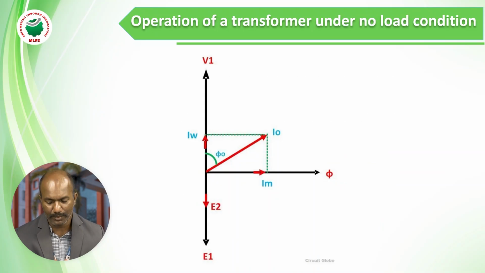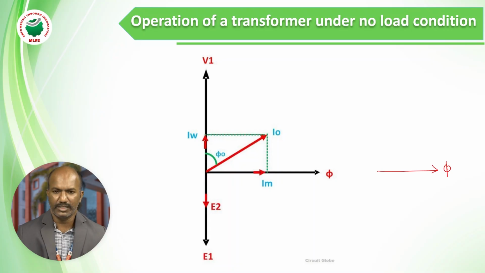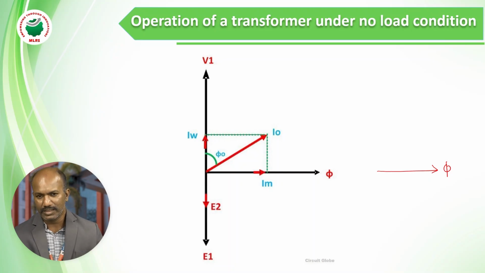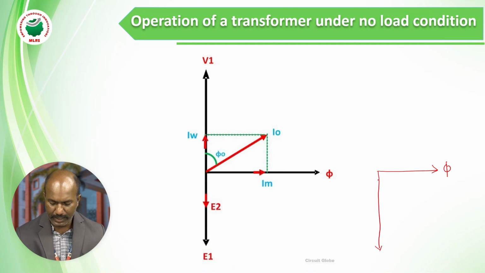So this is the phasor diagram of a transformer under no load condition. How to draw the phasor diagram? Let me take the flux as the reference phasor. Why? Because it is this flux which is common to both the primary winding and the secondary winding. That means this flux links both windings, primary and secondary. That's why I am taking the flux phasor as the reference. And from the EMF equation, we derived that E1 or E2 lags the flux by 90 degrees.